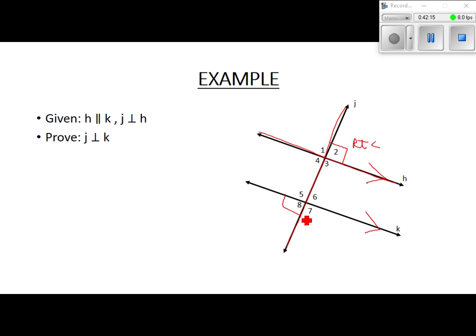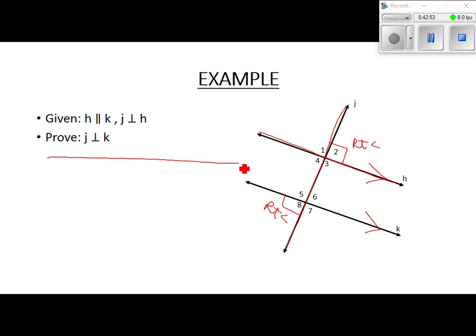Angle 8. What kind of angles are 2 and 8? Alternate exterior. Didn't we have a theorem last time that said if alternate exterior angles are congruent, then the lines are parallel, right? Well, I'm sorry. Let's go back. We don't want to say that one. We already know the lines are parallel, don't we? If the lines are parallel, what do we know about alternate exterior angles? The angles are congruent. So what's angle 8 got to be? 90 degrees. It's got to be a right angle. Is that what we were trying to prove? Do we now know that J is perpendicular to K?